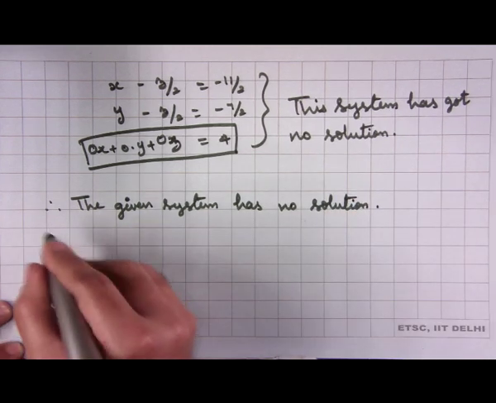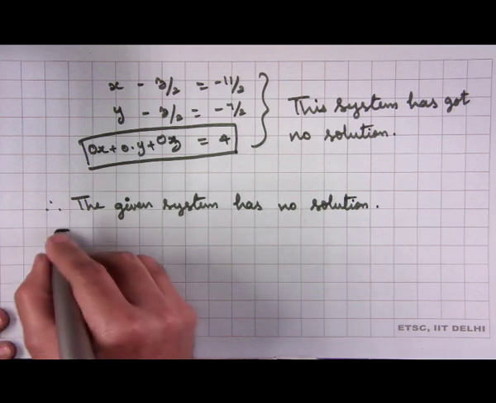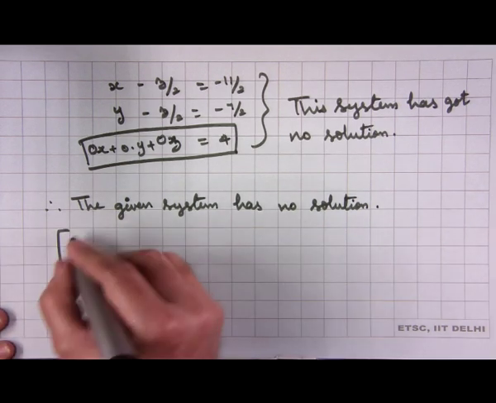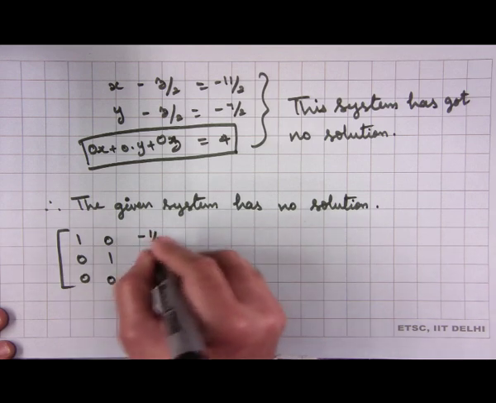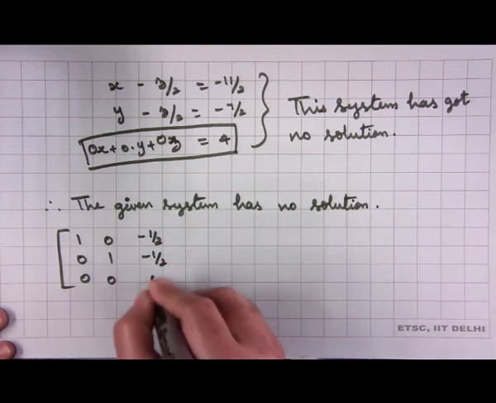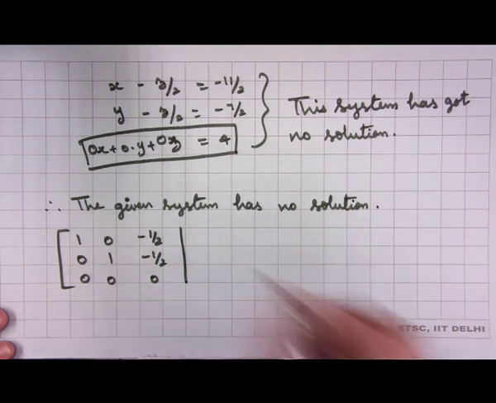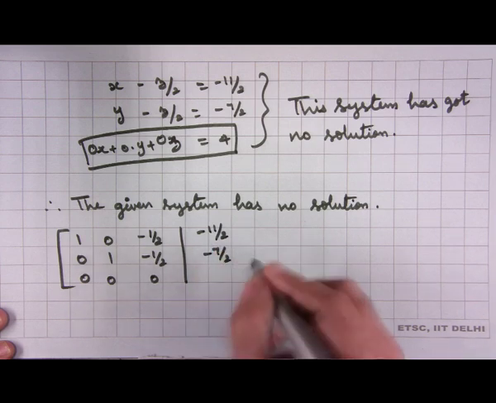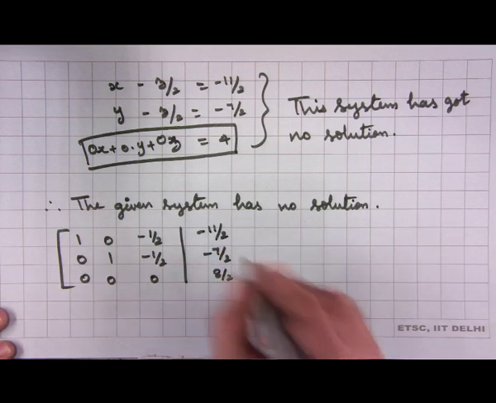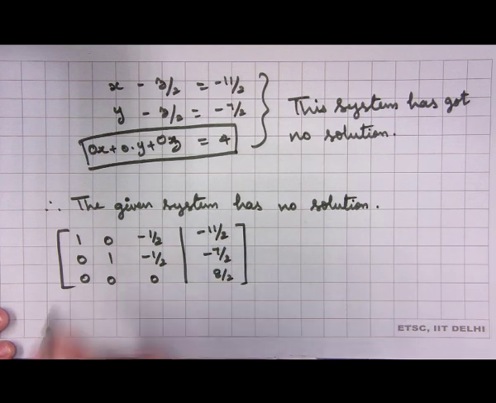Let us write down again the last resultant matrix. What we had is 1 0 0, 0 1 0, minus half 0, minus 11 by 2, minus 7 by 2, 8 by 2, right. So, this is the rank of this coefficient matrix.